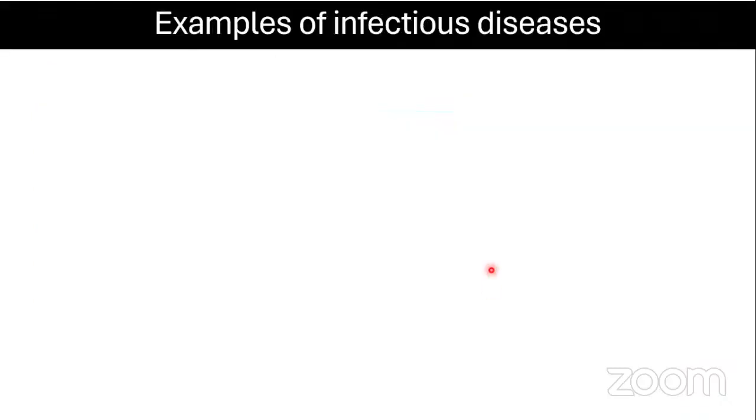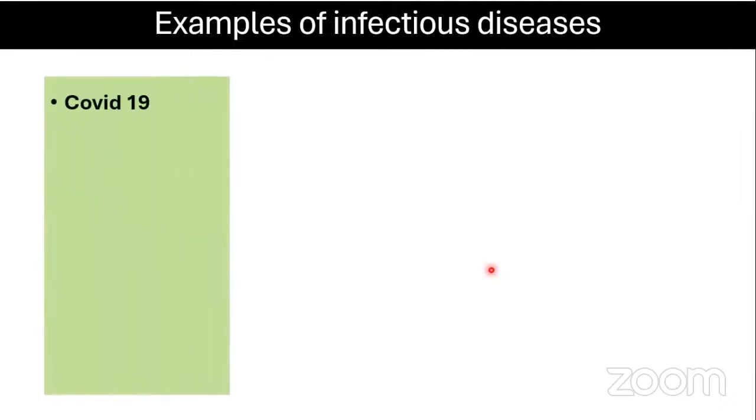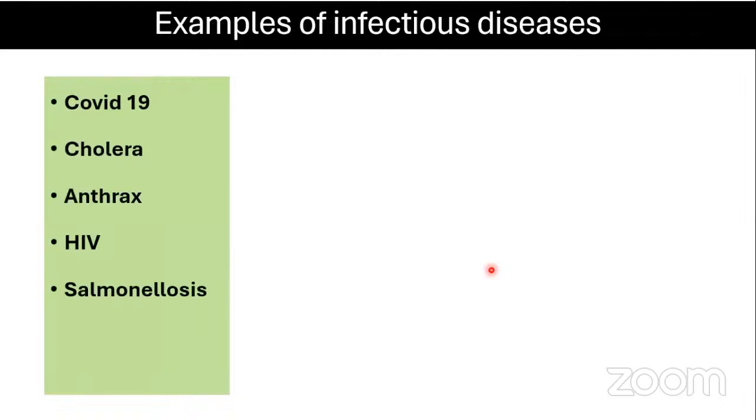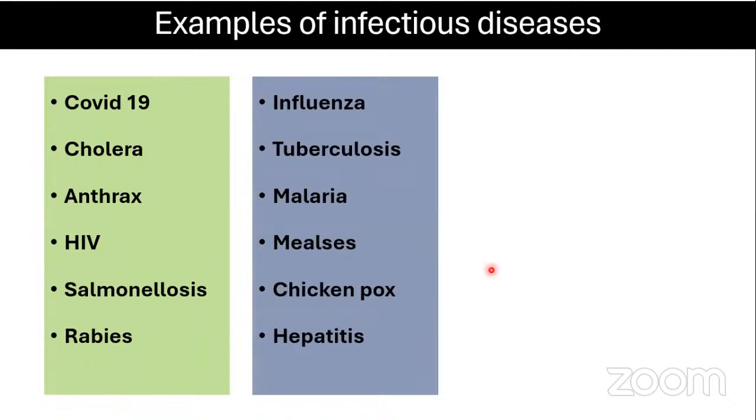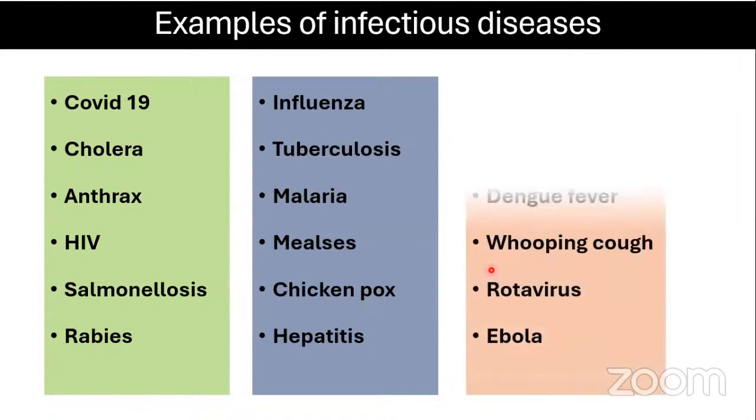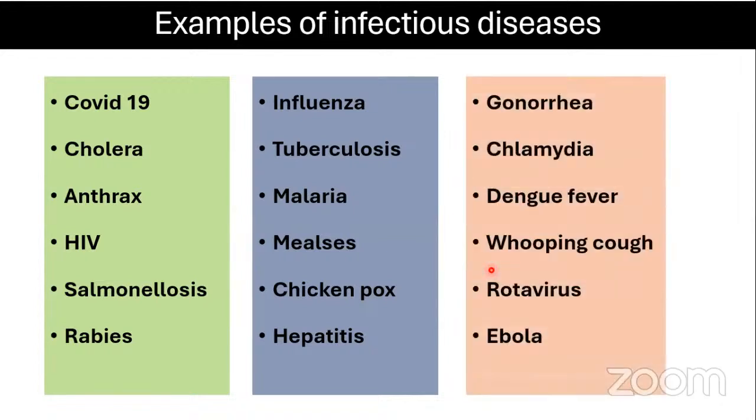So we have examples of infectious disease. We have COVID-19, which is very popular. We have cholera, anthrax, HIV. Salmonellosis is caused by bacteria, rabies, as previously said. So we also have influenza, tuberculosis, malaria, measles, chickenpox, hepatitis A, B, and C. We also have gonorrhea, chlamydia, dengue fever, whooping cough, rotavirus, Ebola. We have so many infectious diseases, just to mention a few.